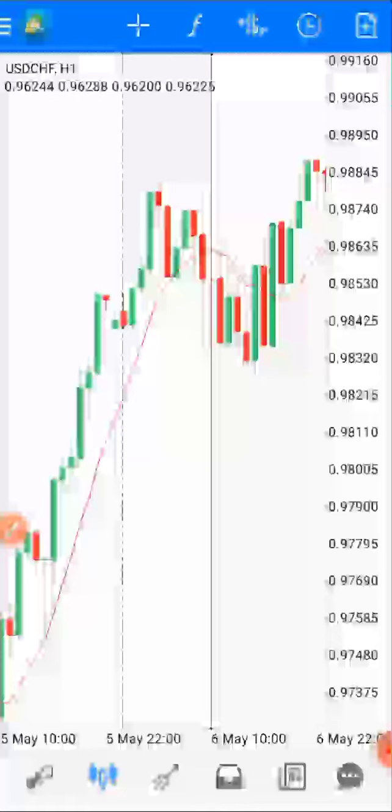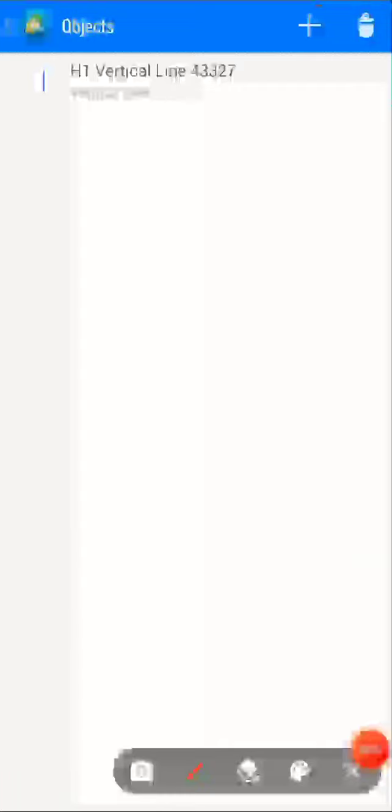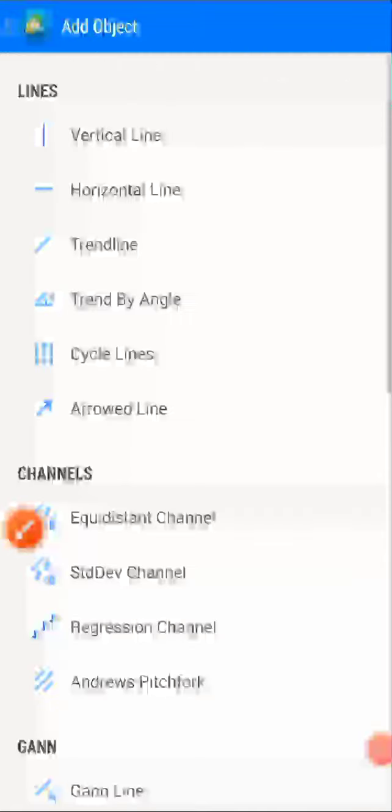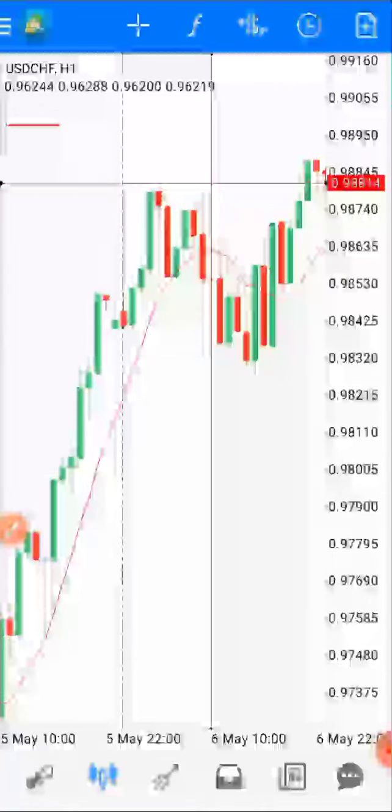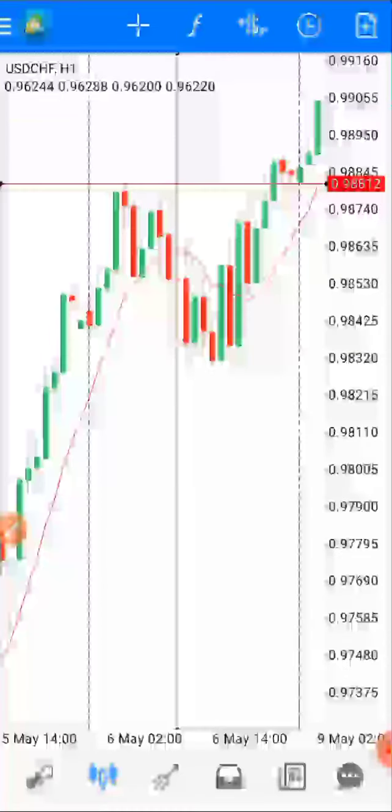Let us now add horizontal line and see the same procedure. You're just going to touch this plus sign here. When we touch the plus sign, horizontal line, so we place a horizontal line here. As you can see, that's just how to put a horizontal line. So in subsequent courses, I'll teach you why you will be needing these lines and how to use them to draw, okay, support and resistance levels, or other levels on your chart where you have to pay attention to the price movement or the price action there.